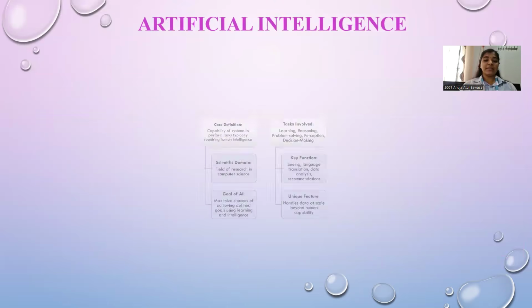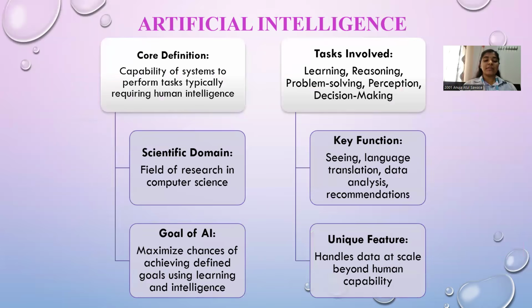Then the next slide is artificial intelligence. The definition of artificial intelligence: it stands for the capability of systems to perform tasks typically requiring human intelligence. The specific scientific domain is a field of research in computer science. Then the goal of AI is to maximize chances of achieving defined goals using learning and intelligence. Tasks of AI are learning, reasoning, problem solving, perception, and decision making. Key functions are seeing, language translation, data analysis, and recommendations. A unique feature of AI is that it handles data at scale beyond human capability.